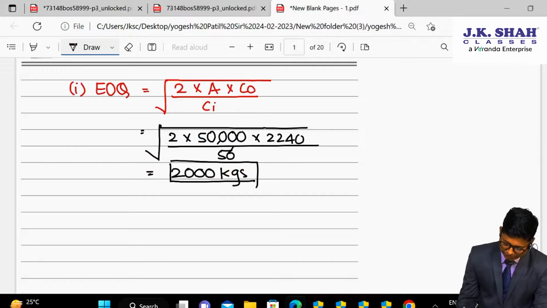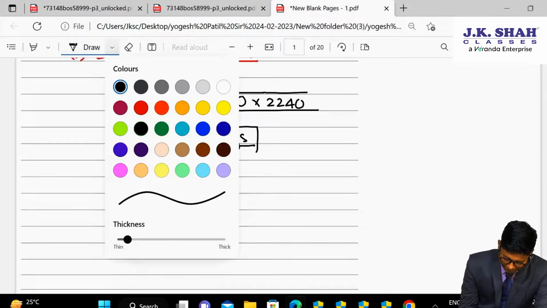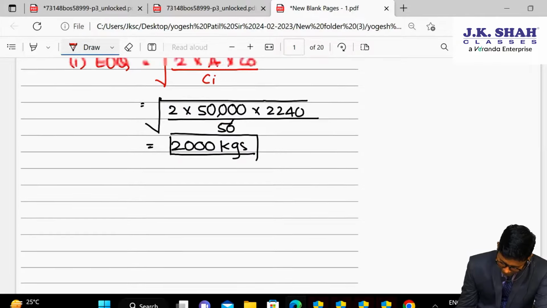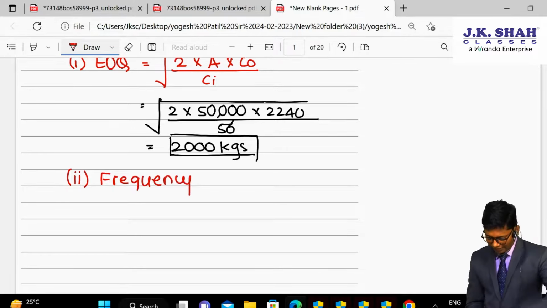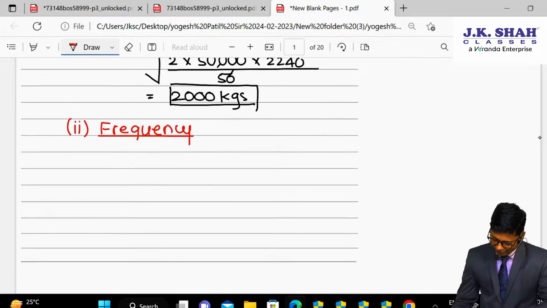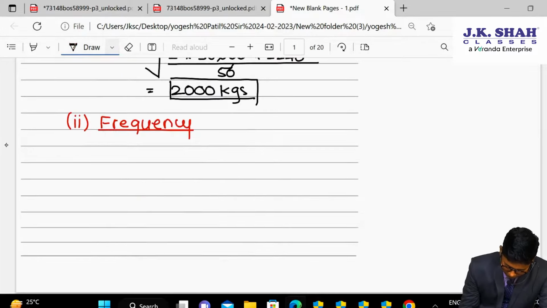The question is asking us to calculate the frequency, and guys, whenever you are calculating the frequency, the very first thing to be computed is the number of orders. So here I am giving the heading: we should calculate frequency, and for computation of frequency the first thing needed is the number of orders. So here I am recording number of orders.